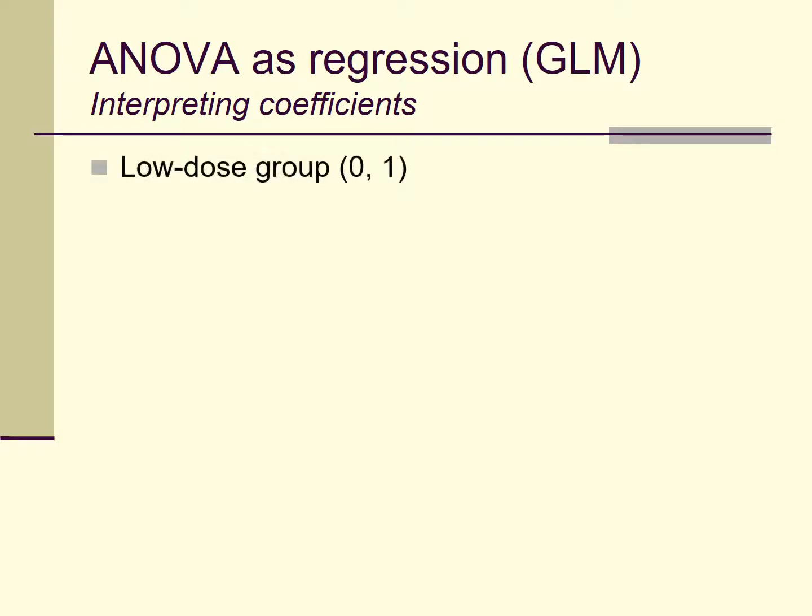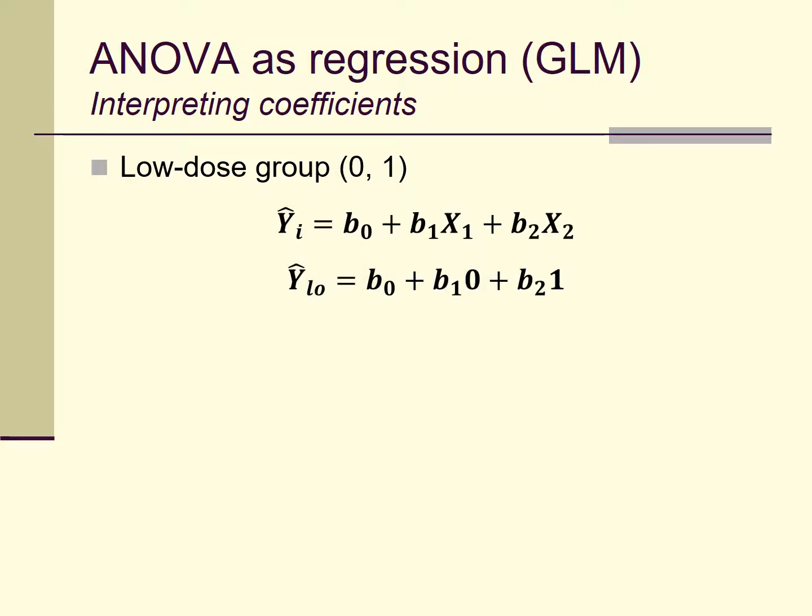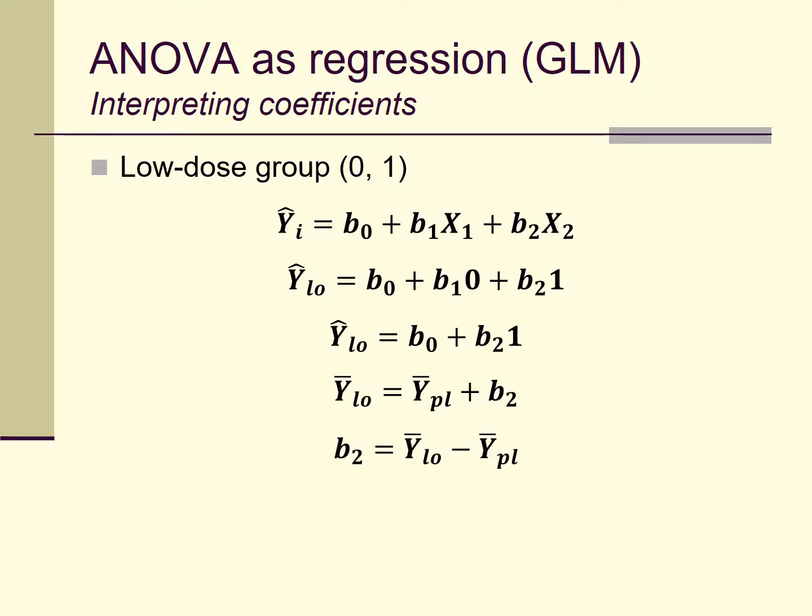Now we've got one more group, that's the low dose group. They're the people who had the codes 0, 1 in my coding scheme. So here's my equation again. Substitute in values 0 and 1 for x sub 1 and x sub 2 respectively. Going to do a little solving here. I already know what b sub 0 is. And so again, rearranging things a bit, I can see that b sub 2 is that contrast, or that difference, between the low dose group and the placebo dose.